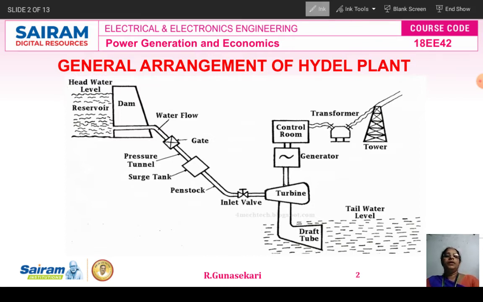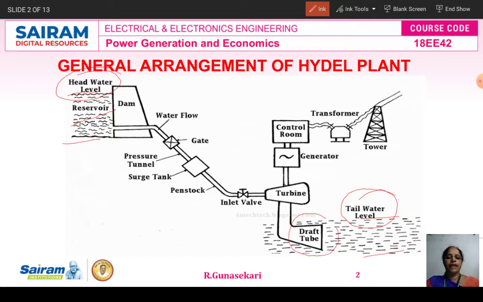In this schematic diagram, this is the reservoir. Why are we using the reservoir? To store the water. During the rainy season, it is stored and utilized during the dry season. From this height to this height is nothing but the head water level, that is the head race. From this level to this level is the tail water level, this is the tail race.